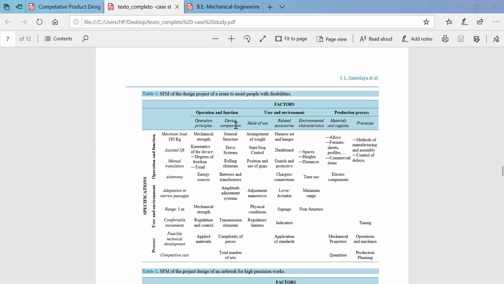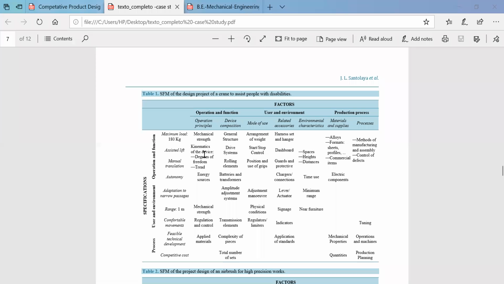So what are the operations required? You should have the general structure, how it looks, which rolling elements are needed, which batteries and transformers are needed. What is the mechanical strength of the material you're using? What are the applied materials you're using for any extra functional requirements? Which energy sources are needed?